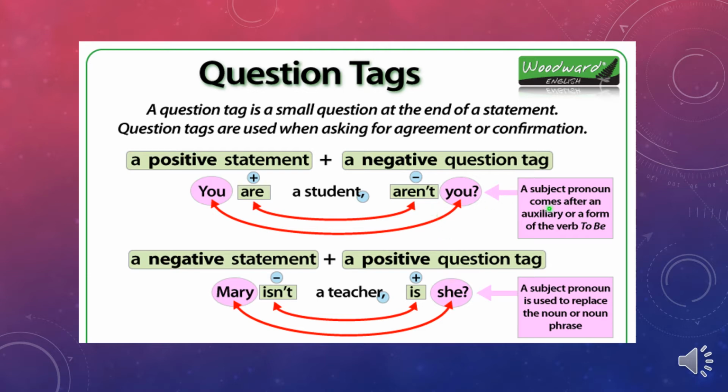Okay? And you have here some information. It says a subject pronoun comes after an auxiliary or a form of the verb to be. Okay, remember, positive here, negative on the other position. And on the other hand, okay, the other position is opposite. A negative statement plus a positive question tag. Mary isn't a teacher, is she?